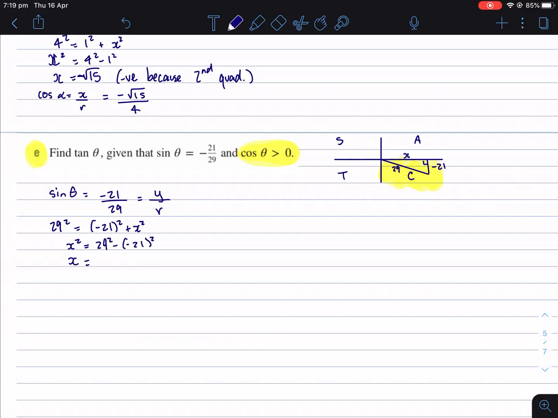So x is, does that come out as anything nice? 29 squared take 21 squared. Oh, yes it does, 20. And we know it's positive because, well, it's to the right. It's in the fourth quadrant. Okay, which means tan theta is opposite over adjacent, so it's y over x. So we've got negative 21 over 20.